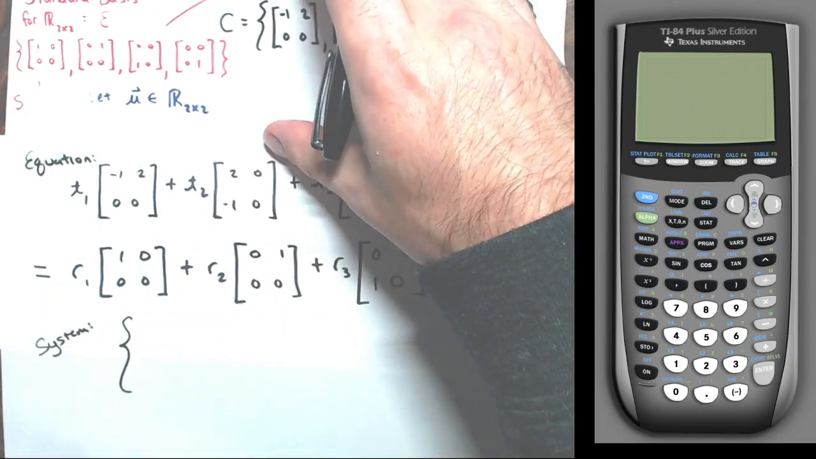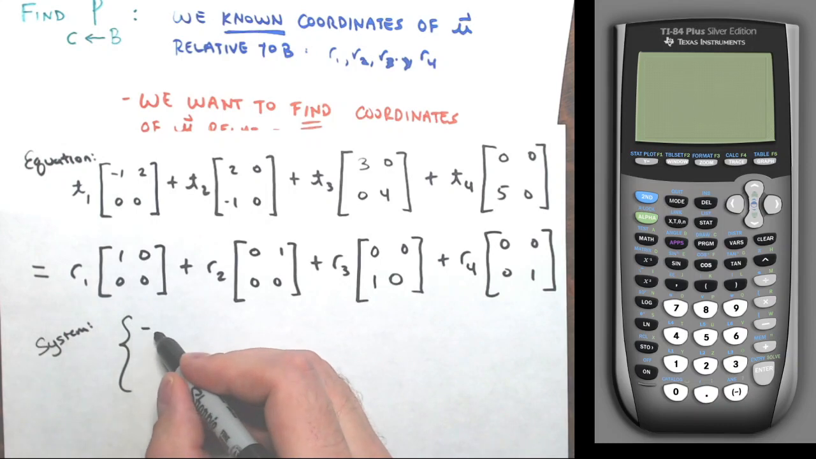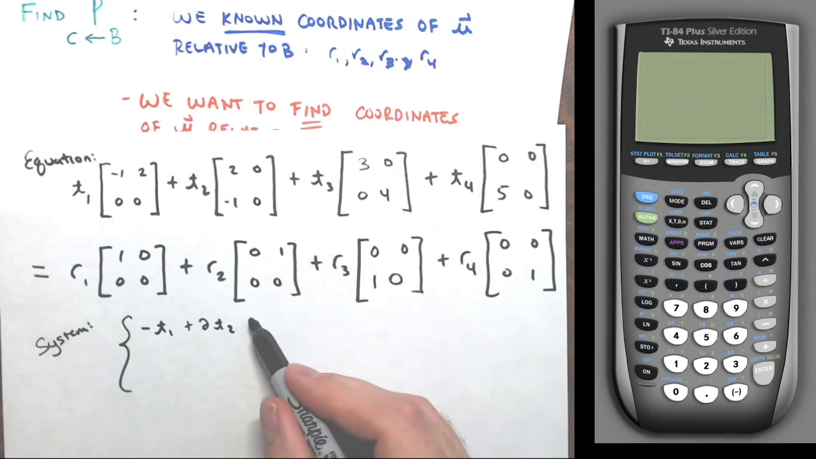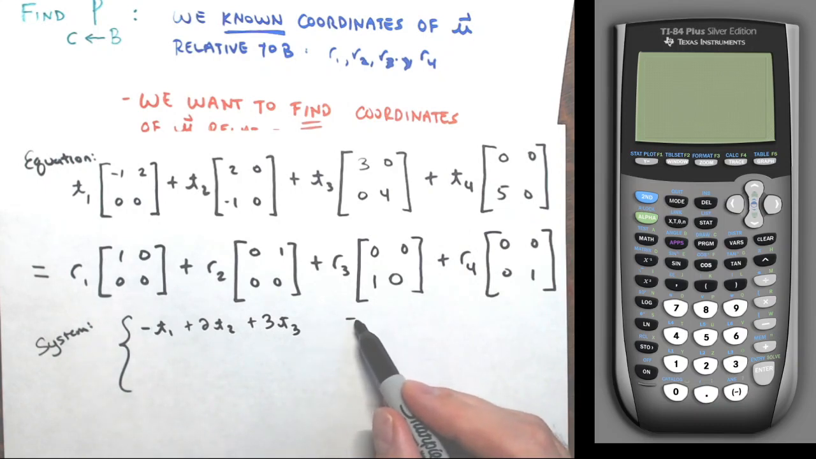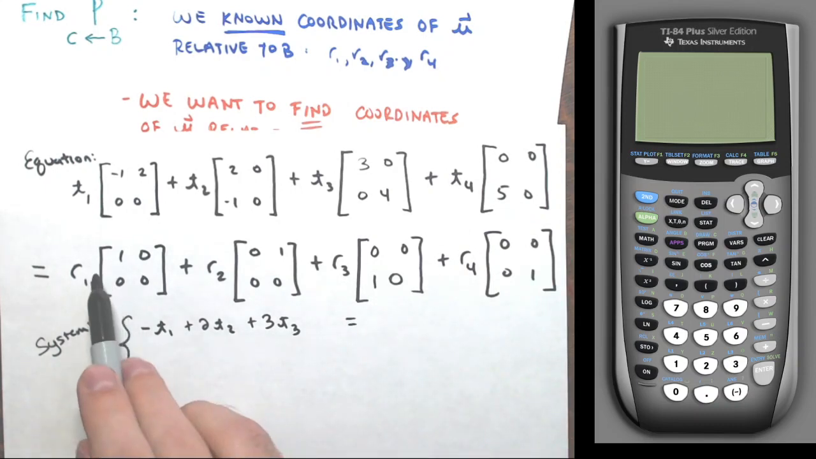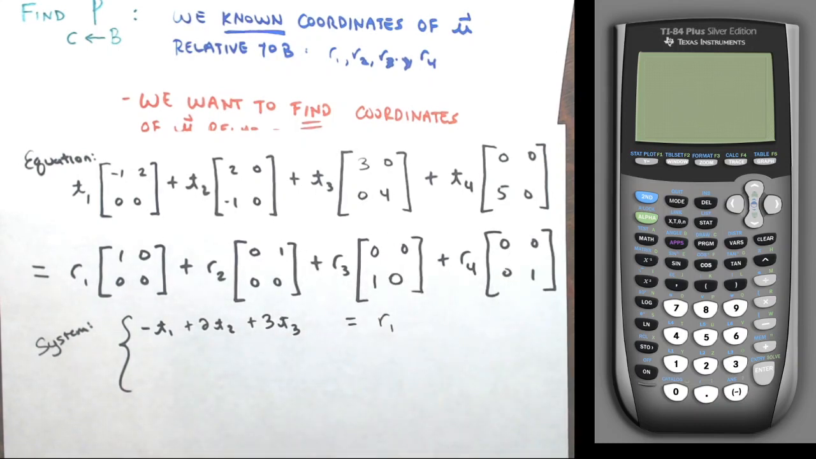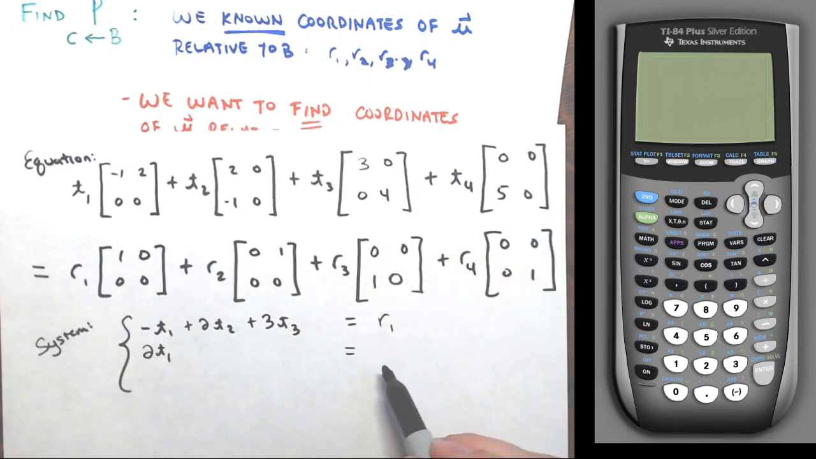So if you look at the first row, first column entries, we'd have negative t1 plus 2t2 plus 3t3 plus 0t4 would have to be equal to r1 plus 0r2 plus 0r3 plus 0r4. That's the first row, first column entries. Then you look at the first row, second column entries, 2t1 plus 0t2 plus 0t3 plus 0t4 would have to be equal to r2.